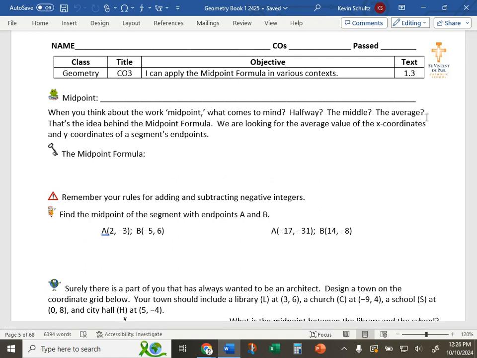Forging ahead with CO3, which is using something called the midpoint formula. Okay, the midpoint formula.